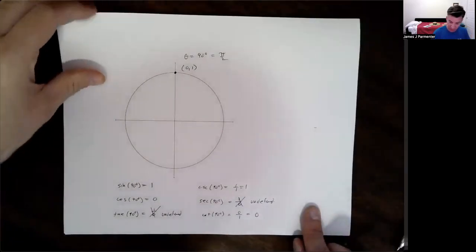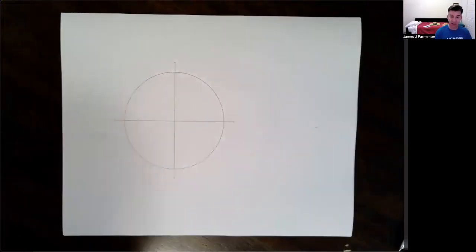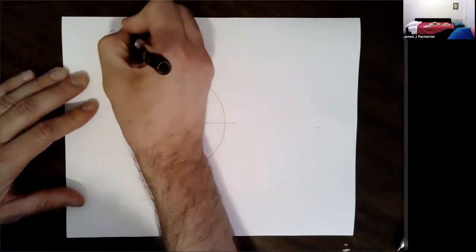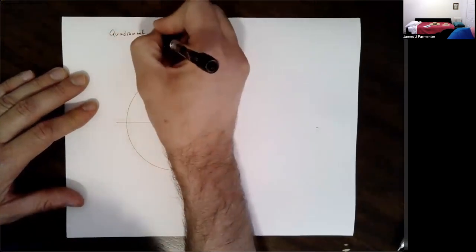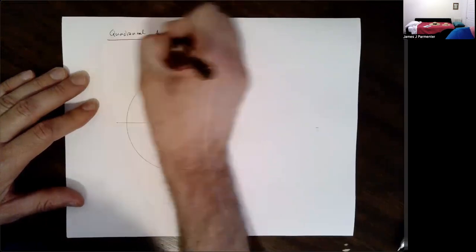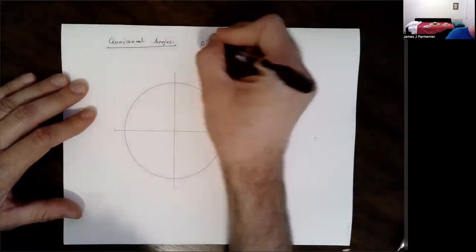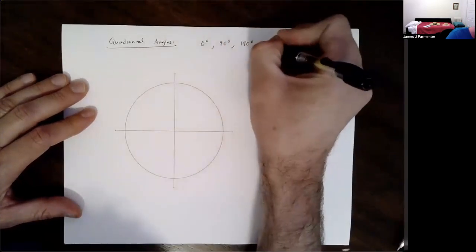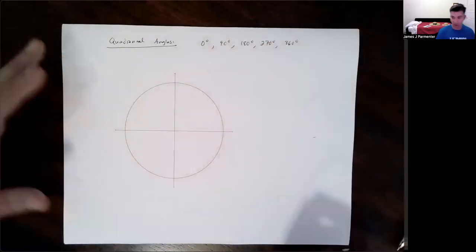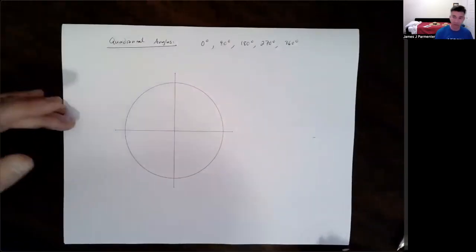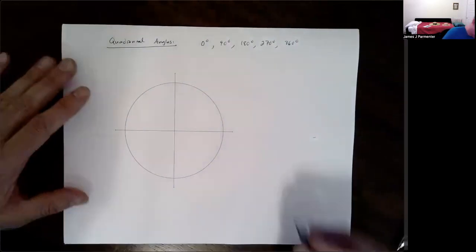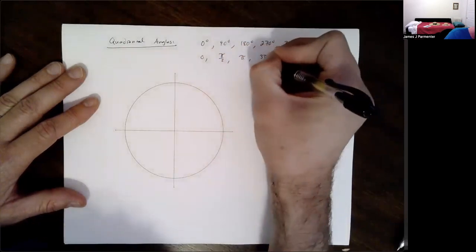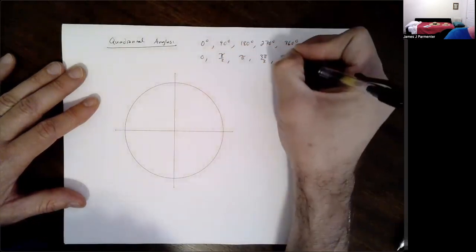Quadrantal angles are angles that don't lie in any quadrant, or actually that terminate on an axis. So quadrantal angles are any multiple of 90 degrees or pi over 2 radians. The typical ones are 0, 90, 180, 270, 360 degrees. Obviously, you can keep going: 450, 540, 630, 720, 810, and so on. Or in radians: 0, pi over 2, pi, 3 pi over 2, and 2 pi radians.